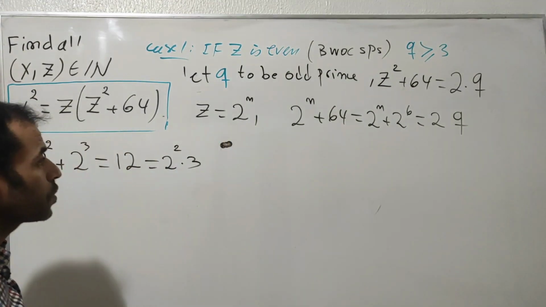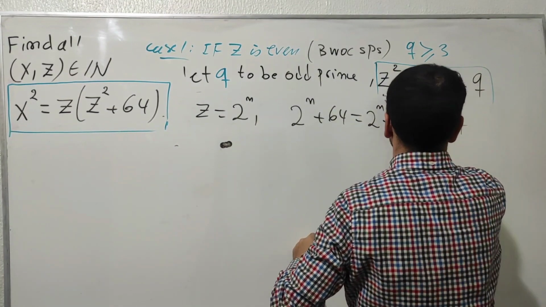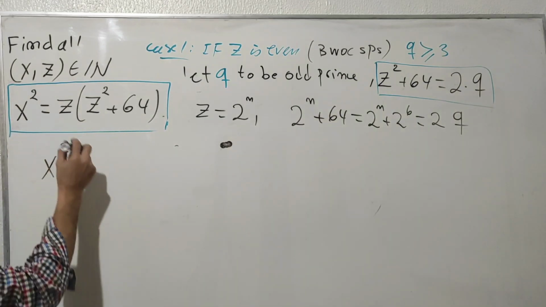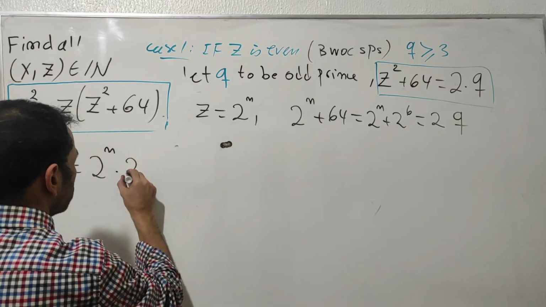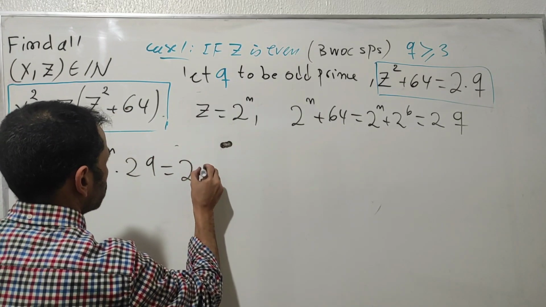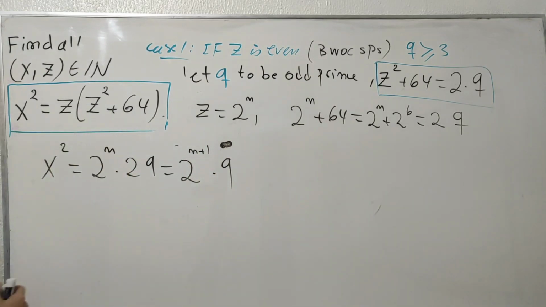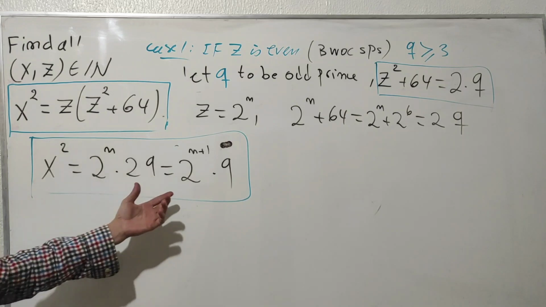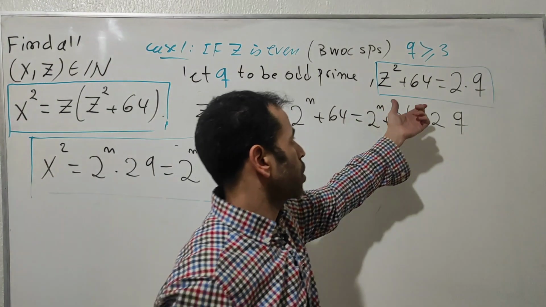Okay, now we are going to work on this one here. x squared here is going to be replaced with z, 2 to the n. This one is going to be replaced with 2q. This one is going to give us 2 to the n plus 1 multiplied by q. We are not going to work on this one because it seems an unclear equation here. We are going to simply work on this one exactly.